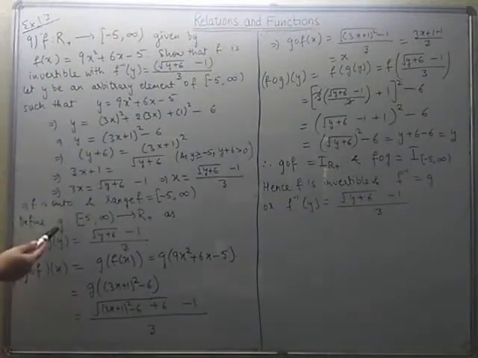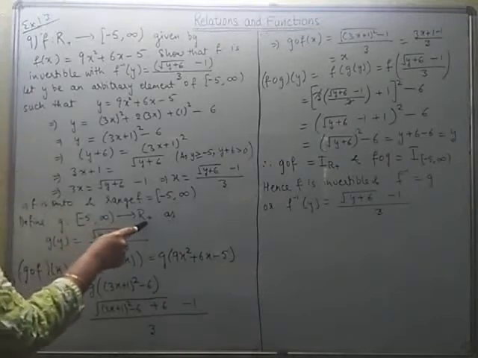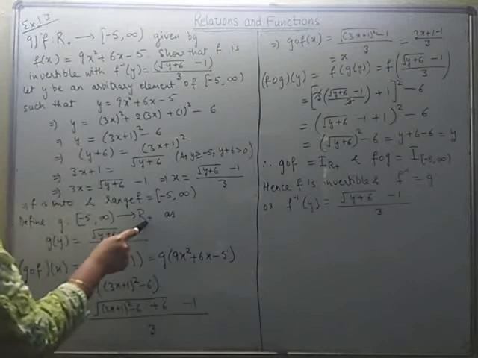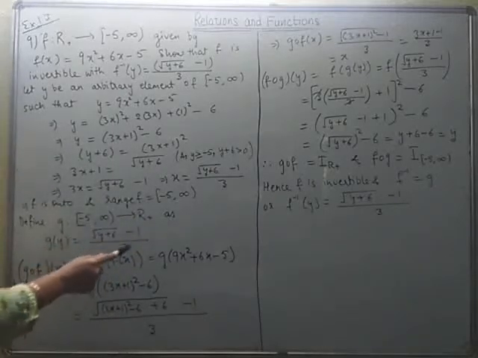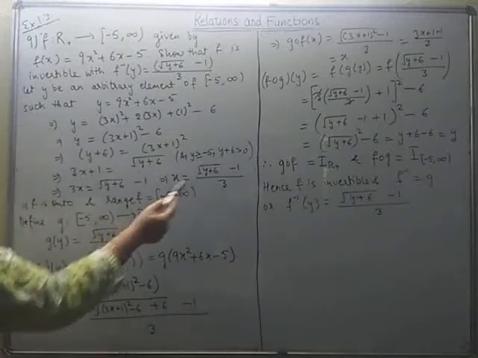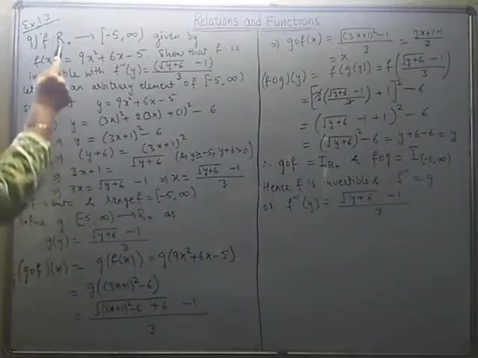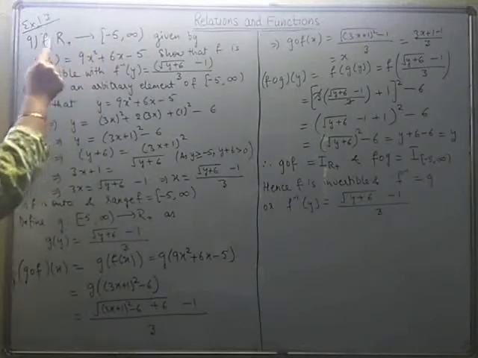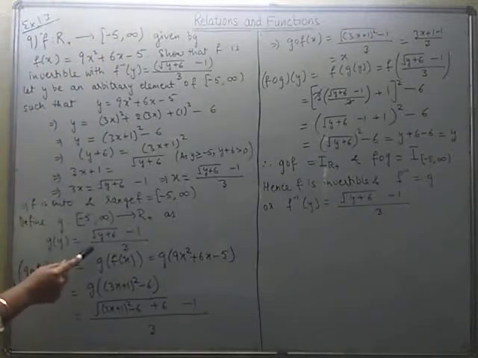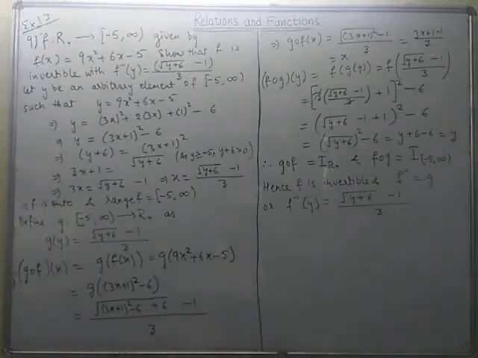So we can define a new function g from this interval minus 5 to infinity to the set of non-negative real numbers. Let us define g of y as this expression which we obtained for x, because if the image of x is y, then in the inverse, the image of y has to be x. So g of y is defined as square root of y plus 6 minus 1, over 3.